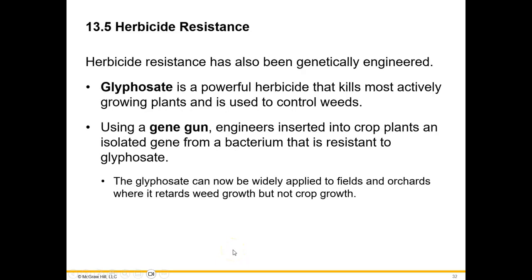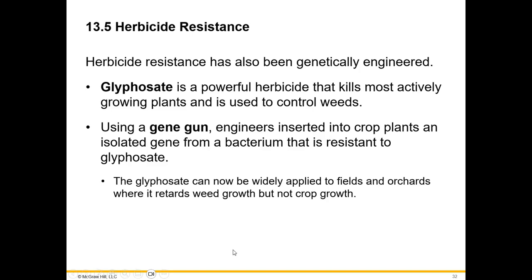But we also have examples of herbicide resistance that has been introduced genetically. In herbicide resistance, we are genetically engineering our crops to be resistant to glyphosate, which is a powerful herbicide that kills most actively growing plants and is commonly used to control weed growth. So glyphosate is something that we will typically apply to weeds and try to keep off of our crops.